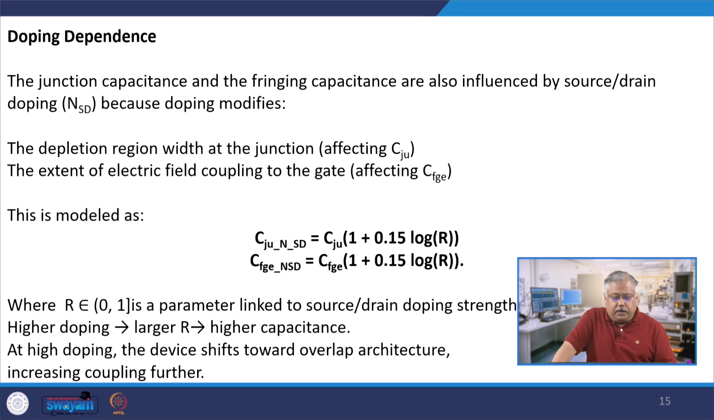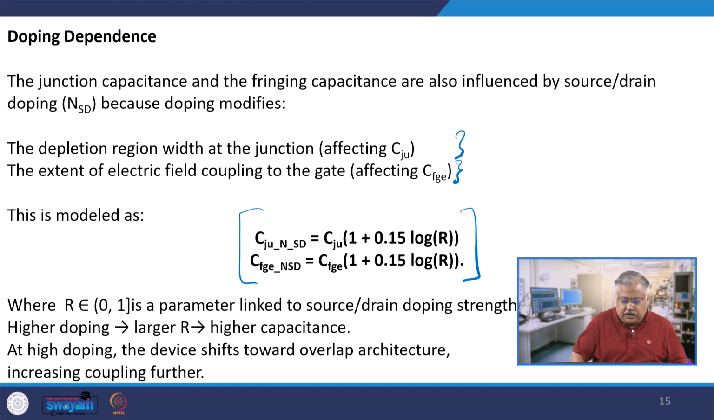Now let's come to the doping dependence. We know that in your source drain, there will be doping concentrations. Now if you modify the doping in the source drain region, it implies that my junction length will also vary, and therefore my CJU will vary. That's what is written here. The depletion region width at the junction will vary, and the extent of the electrical field coupling will also vary. They are modeled by this equation which is written here.